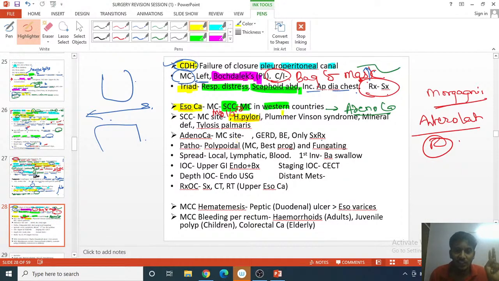H. pylori infection, Plummer-Vinson syndrome. Anybody Plummer-Vinson syndrome के tried? I'll move further then. Mineral deficiencies. Okay, mineral deficiencies can also lead to squamous cell carcinoma or Tylosis palmaris, that is esophageal webs वगैरह. Okay, so please remember. Anybody? The triad of Plummer-Vinson syndrome.